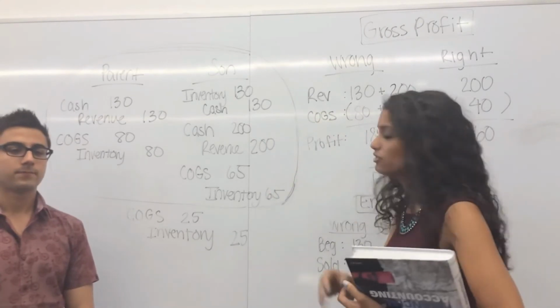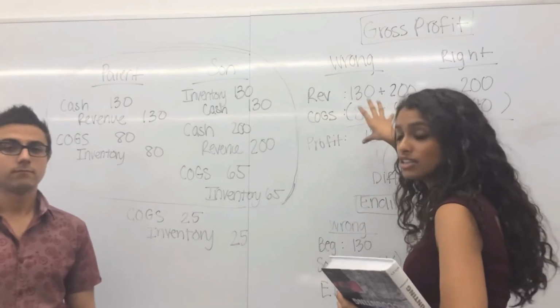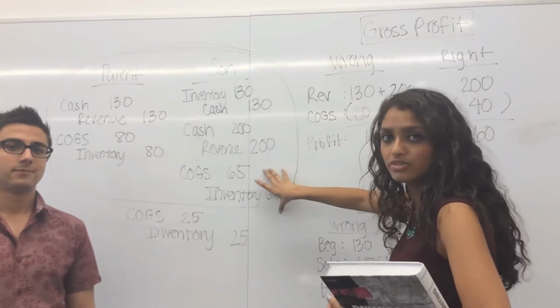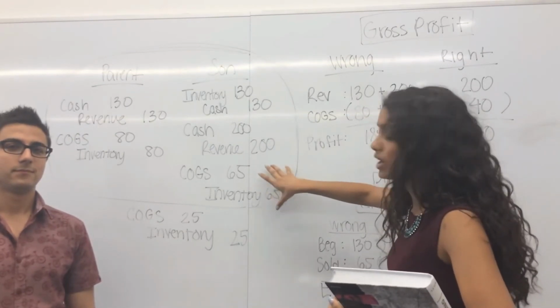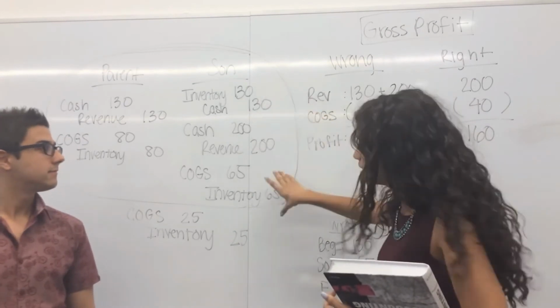So just to review, cash and revenue is how much I sold it to company X for, and my cost of goods sold and inventory is for the value it has to me. And to me, the value is 130, and I sold half of that, so that's 65.